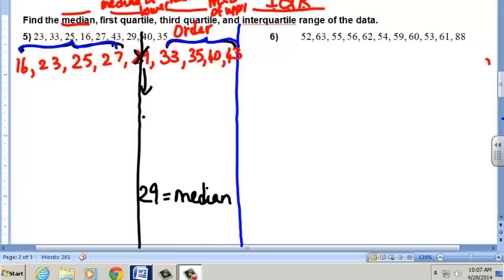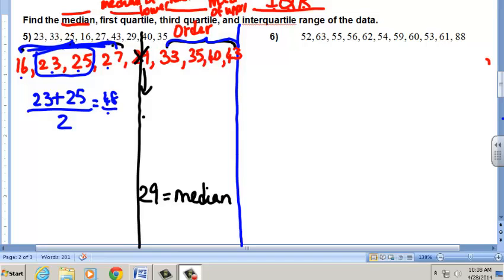Now find the median of these 4 numbers. How do we find the median of anything? We order them, which they are already in order, and then since there is an even number of numbers here, we are going to add the middle 2 numbers. We are going to add 23 plus 25 and divide it by 2, and it ends up being 48 over 2, and so quartile 1 is 24.